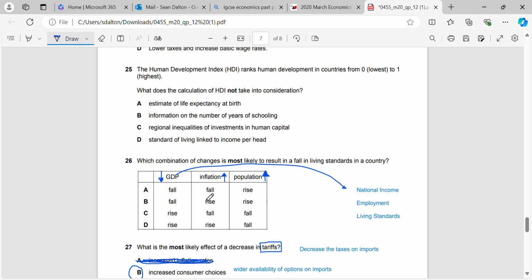So if we match them up to the directions that we can see here, we should be left with B.